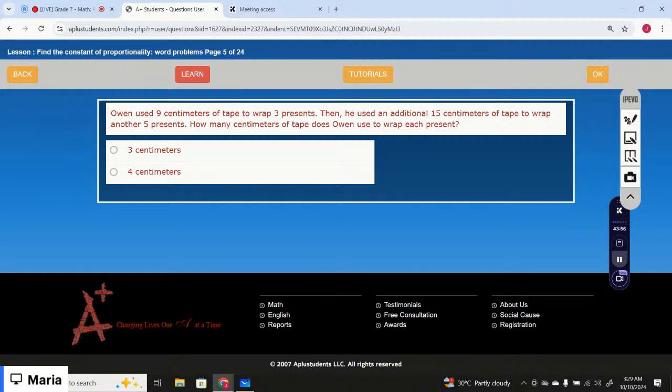The correct option is option number one, that is 3 centimeters. Option number one is the correct option. Very good.